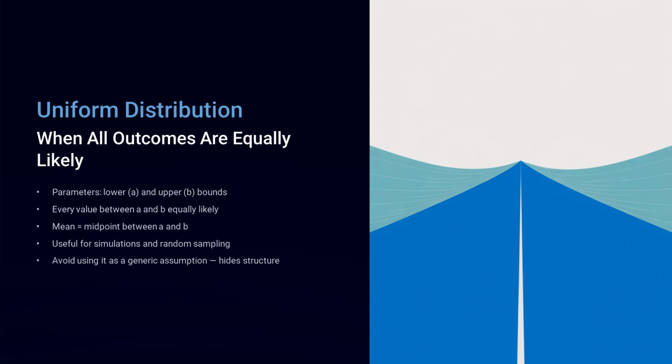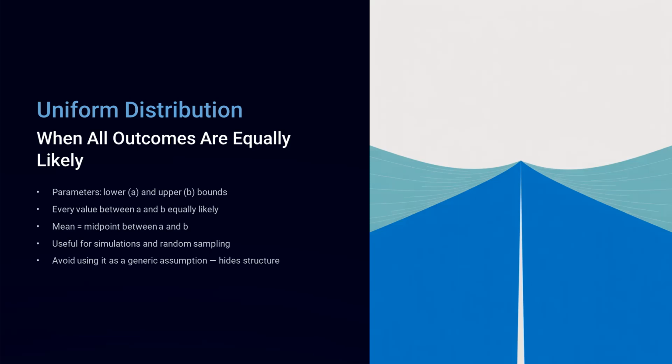Uniform distribution. The uniform distribution is simple. It assumes every value between two limits is equally likely. You define it with a lower bound, called a, and an upper bound, called b. The average value is the midpoint between a and b, and the variance, or spread, depends on the width of that range. You'll use uniform distributions mostly for simulations, random sampling, and Monte Carlo testing when you want to generate unbiased random inputs. For example, if you're stress testing model outcomes under every possible interest rate within a range, uniform randomness ensures you explore the full space evenly.